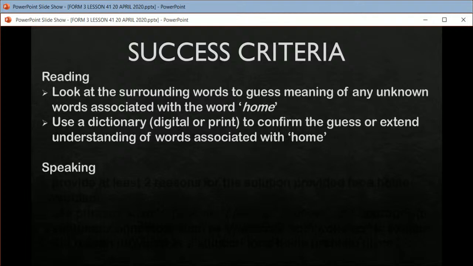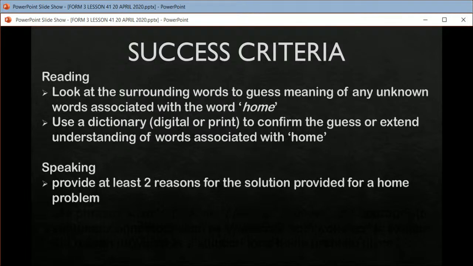And then for your speaking, you'll be able to provide at least two reasons for the solution provided for a home problem. Here, home problem, we're not talking about parents arguing or siblings quarreling. No, this is talking about something that goes spoil, like the refrigerator breaks down, the oven doesn't work, that kind of home problem we are talking about.